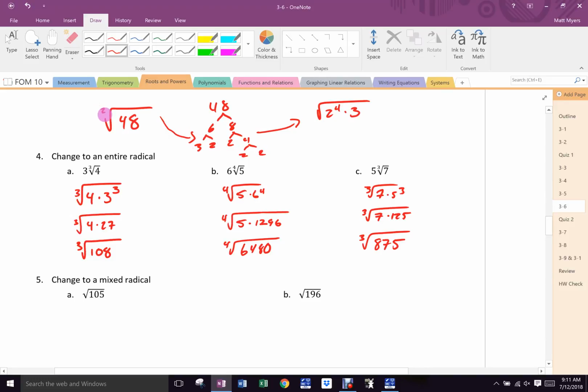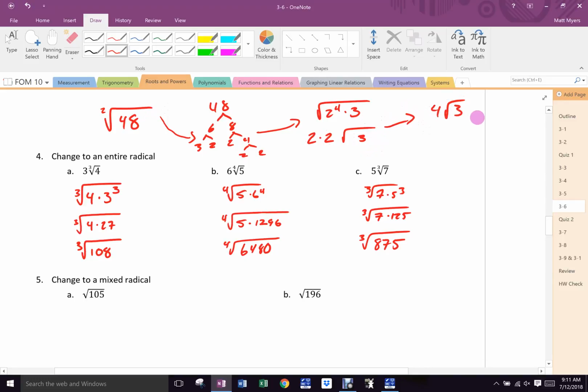I am looking for groups of 2, right? Is there a group of 2 2s there? How many? 2 of them. So I'm going to bring out 1 2, and then I'm going to bring out a second 2, yes? And what did I leave under there? 3. What is 2 times 2? So this, the root of 48, is really 4 root 3, correct?